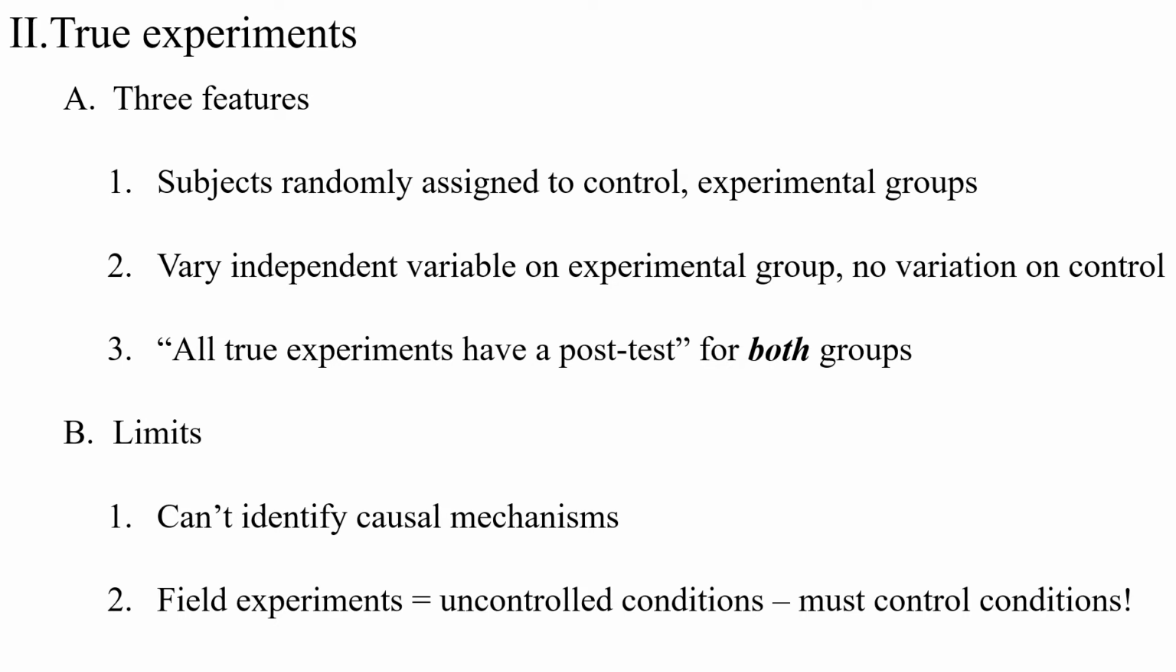The second is we vary the independent variable, whatever cause we want to experiment on, for the experimental group, and we do nothing to the control group. That's the key. That's how we set up two timelines. The control group just does its thing, and the experimental group doesn't do its thing. We make them do something different.